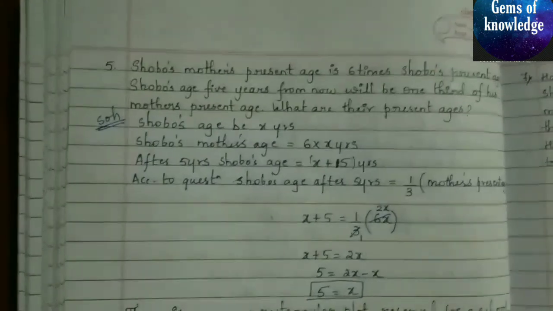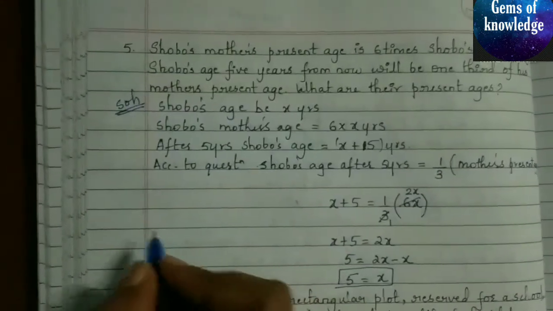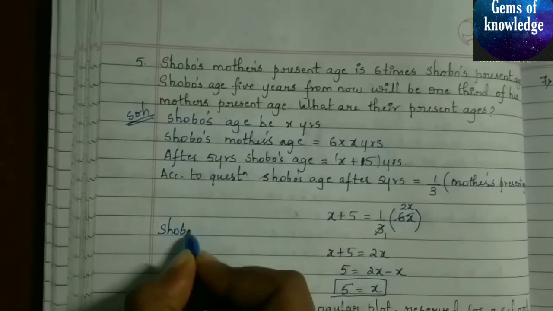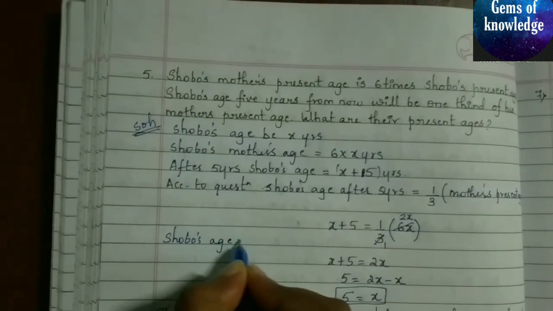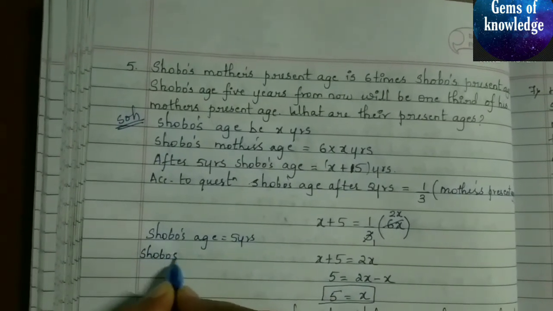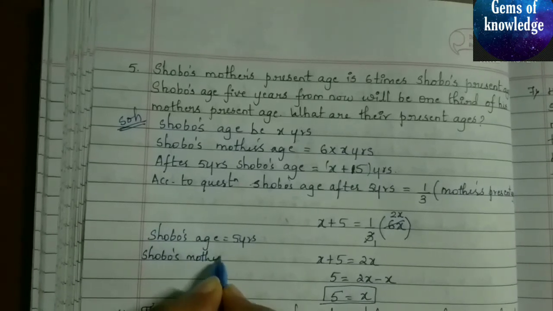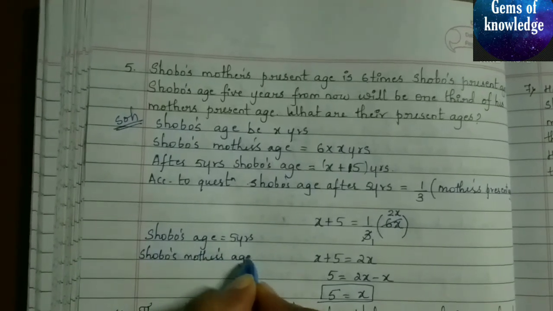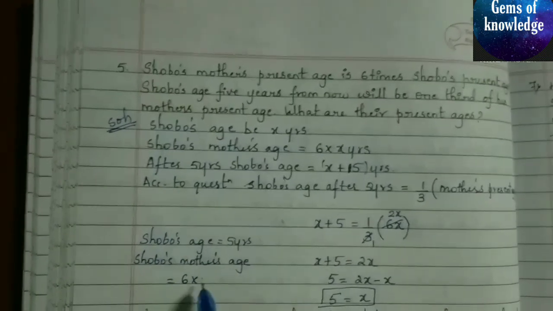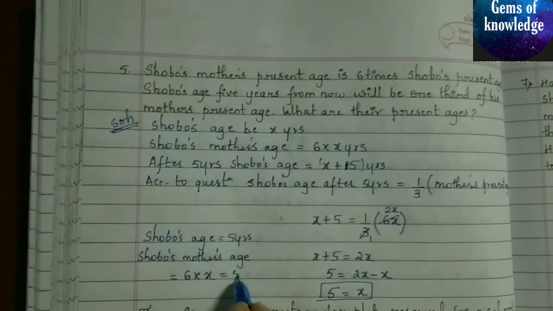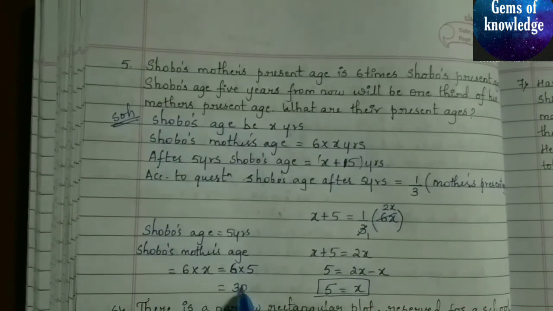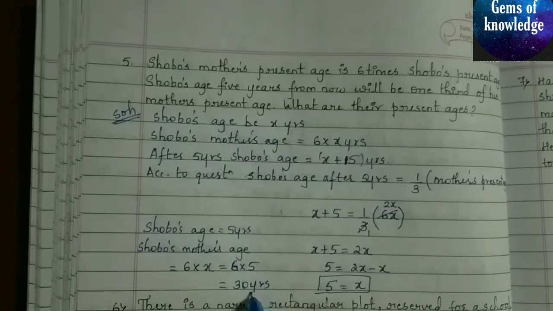So we can say that Shobhu's age is 5 years. Shobhu's mother's age is equal to 6 into x, which is equal to 6 into 5 years. That is nothing but 6 5s are 30 years old.